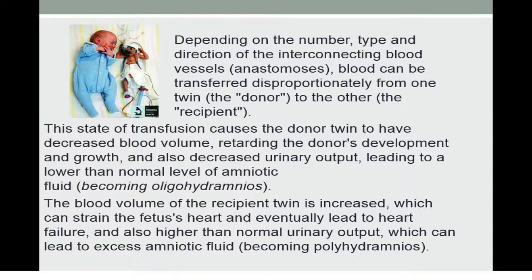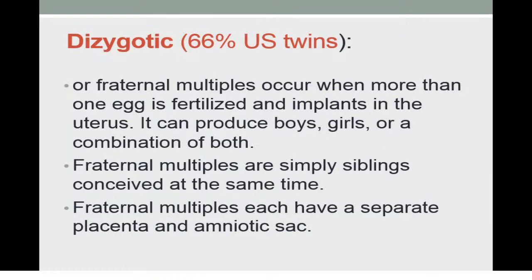This state of transfusion causes the donor twin to have decreased blood volume, retarding the donor's development and growth, and also decreases urinary output, leading to a lower than normal level of amniotic fluid, oligohydramnios. The blood volume of the recipient is increased, which can strain the fetal heart and eventually lead to heart failure, and also higher than normal urinary output, which can lead to excess amniotic fluid, polyhydramnios.